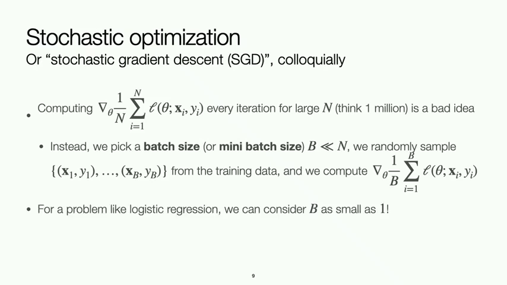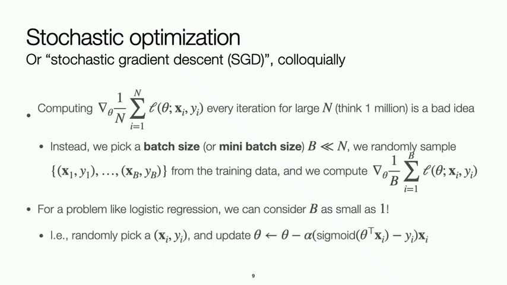For a problem like logistic regression, we can actually even consider b as small as 1. It's not that uncommon to see something like that. And this is actually, theoretically speaking, what a lot of people think about when they say stochastic optimization: literally picking one data point at a time.